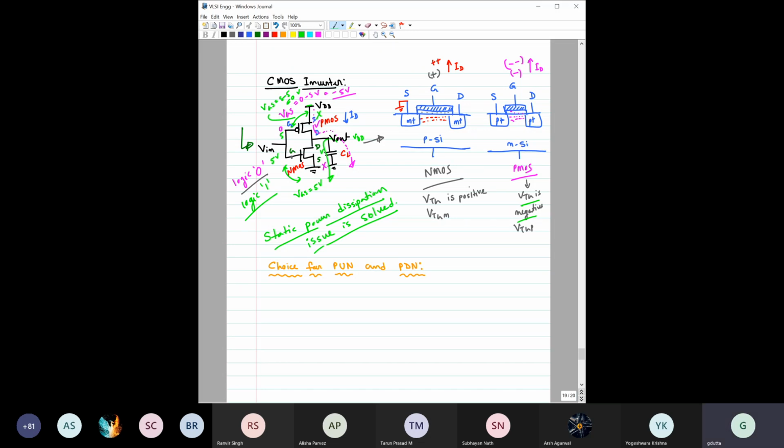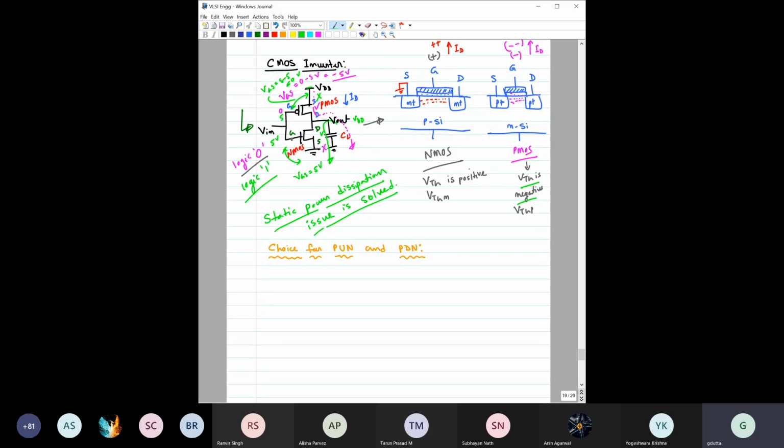Okay, so if you have no doubt, then let me ask you why we have chosen the PMOS as the pull-up network. Why can't we choose NMOS as a pull-up network? I am expecting some answer from your side. My very simple question is, see here, this is the pull-up network, right? For the pull-up network we have chosen PMOS. So why can't we choose NMOS as the pull-up network?